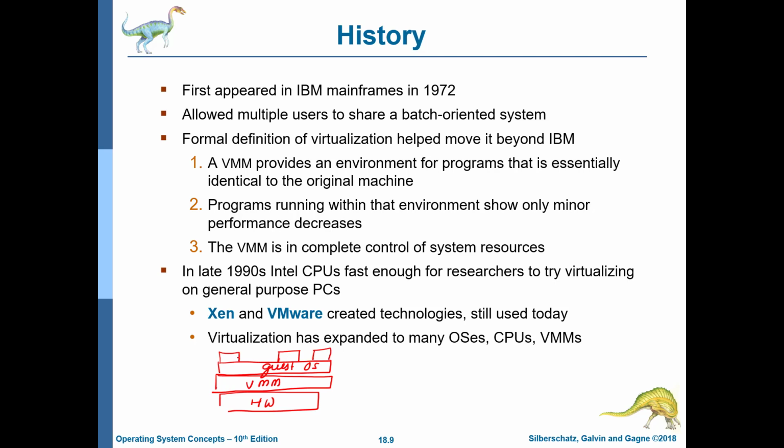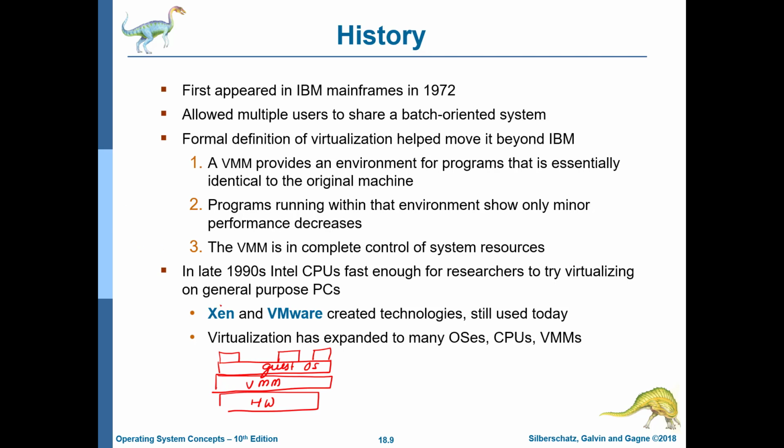So in the late 1990s, Intel CPUs were fast enough, so people tried looking at virtualization. Zen and VMware created technologies that are still used today. So they brought in the era of virtualization, and this ultimately led to the era of cloud computing.